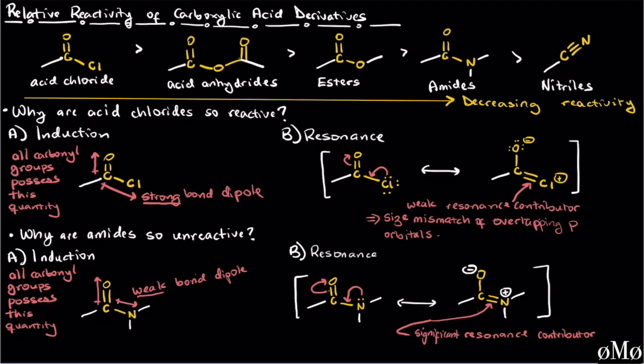And so between these two, you can now rationalize the reactivity of these different carboxylic acid derivatives by looking at your inductive and your resonance effects, and then seeing how these different effects affect the reactivity of the carboxylic acid derivative.